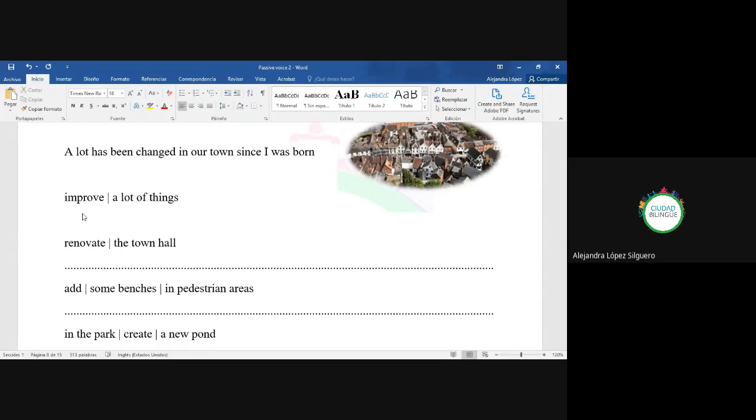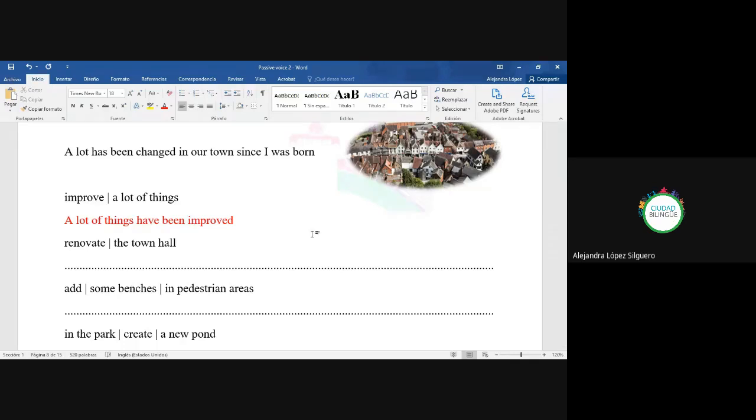So this one, we have improve, mejorar, and a lot of things. So the sentence will be, a lot of things have been improved. That's it. Muchas cosas han sido mejoradas. A lot of things have been improved. Okay? So it's your turn.